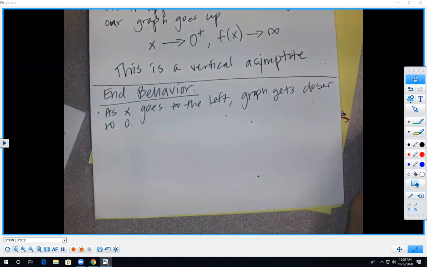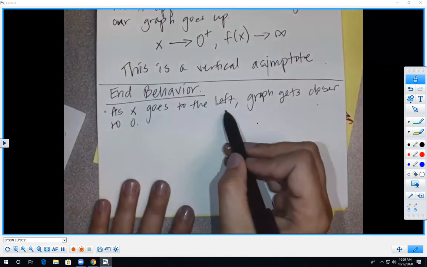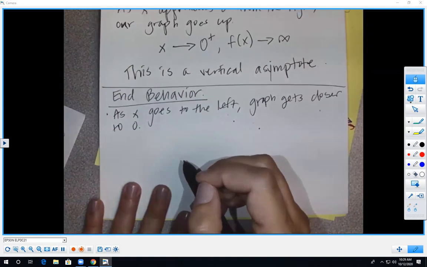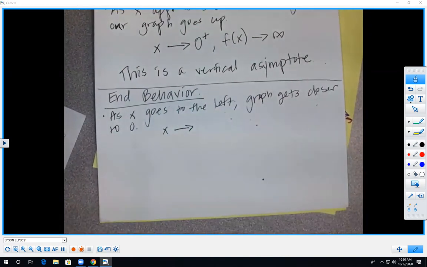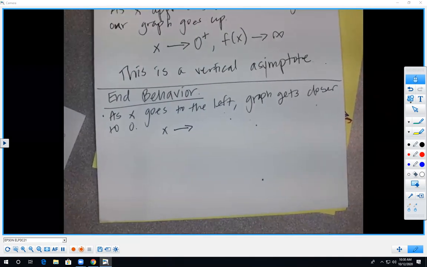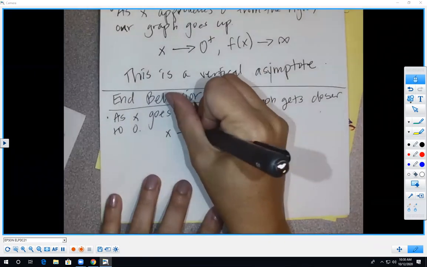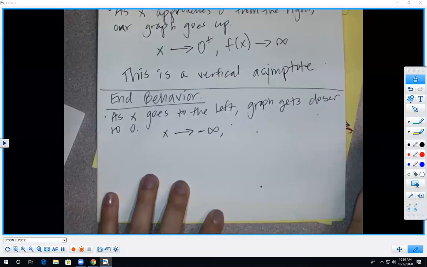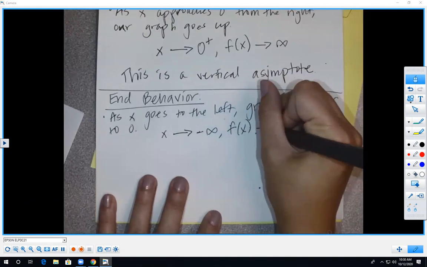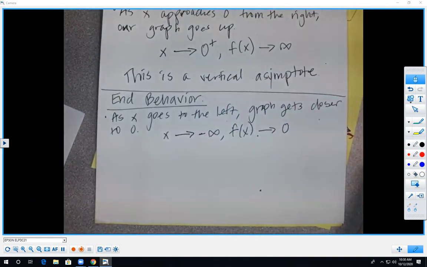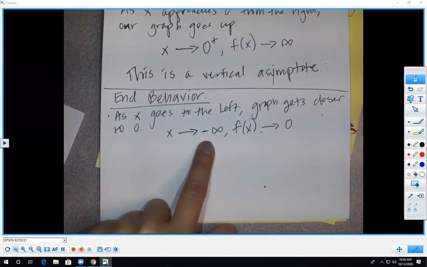So with mathematical notation, as x goes to the left, how am I going to say that? As x approaches what? Negative infinity, because going to the left is a bigger and bigger negative number. So as x approaches negative infinity, your graph approaches 0. And we don't have to put the plus and the minus, like the left or right here, because negative infinity is always to the left.